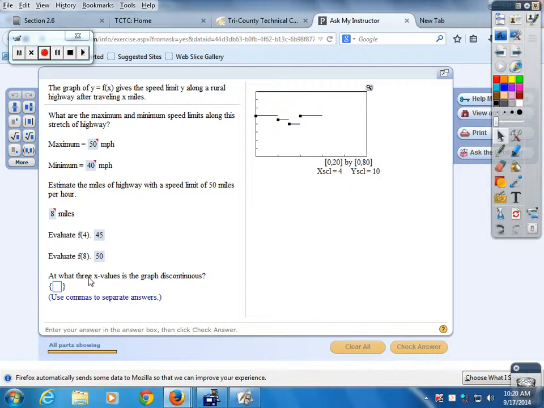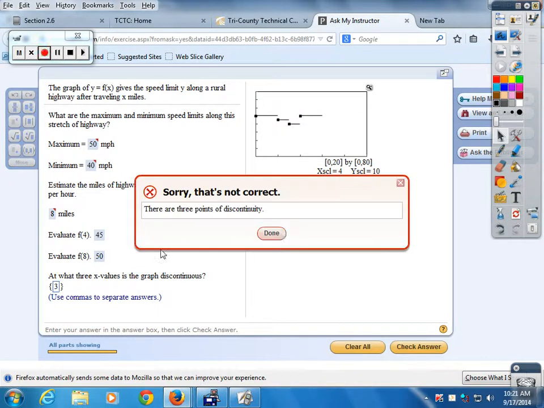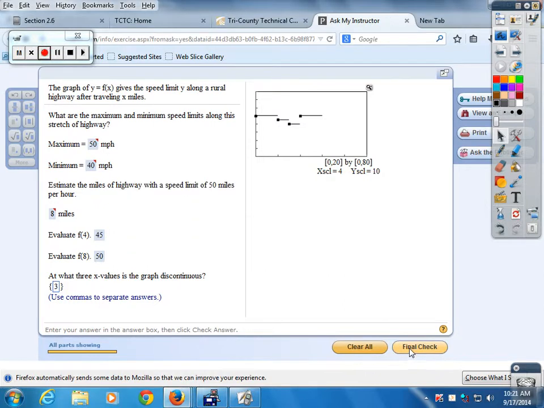At what 3 x values is the graph discontinuous? Discontinuous is another word for broken up. At 4, 6, and what? I'm just going to put 3 because I don't want to write all that. And that's how you read that graph.